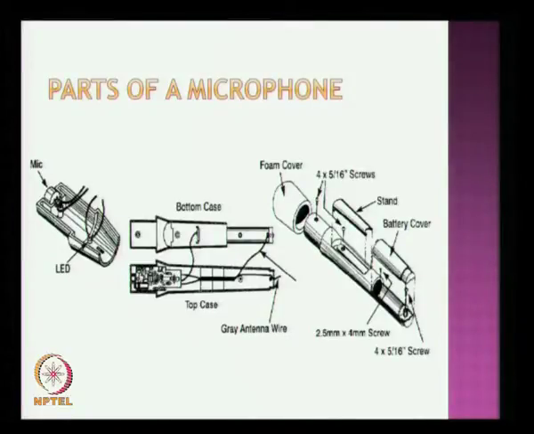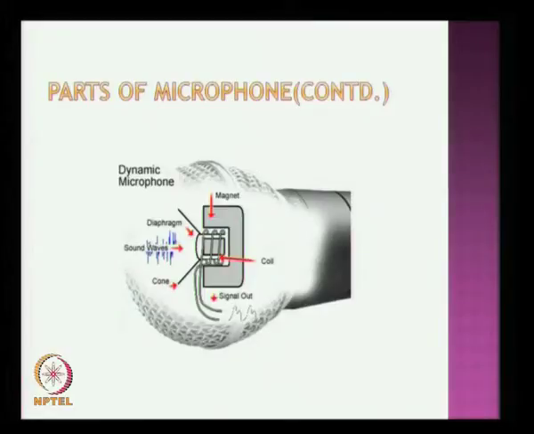The figure shows the exploded view of a cordless mic which is usually used. As you can see, the main parts are the mic, LED indicator, antenna, foam cover, etc. This figure shows a close-up view of the sensor. As the sound waves hit the diaphragm, the corresponding acoustic signal is converted to an electric signal using the principle of electromagnetic induction. This electromagnetic induction takes place mainly because of the vibrations caused in the diaphragm.